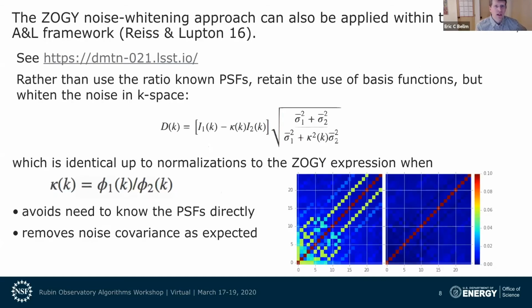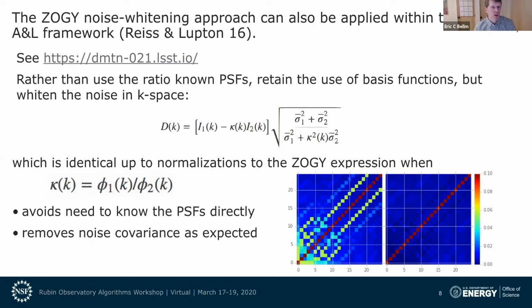So then Robert and David Reiss, who was with the project at the time, wrote up an extension of ZOGY that showed how you could apply the same ideas within the Alard-Lupton framework, so continuing to use basis functions to derive the convolution kernel. And then you get those optimality guarantees even if there is noise in the background images. And you're also getting that noise whitening property.